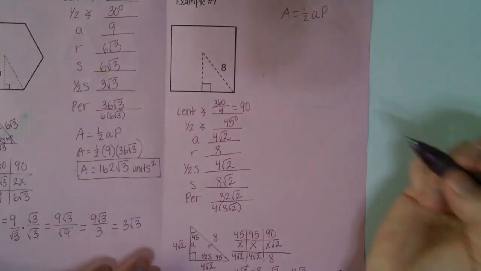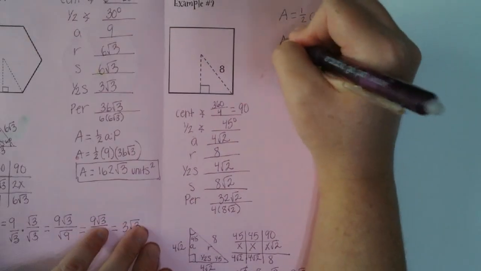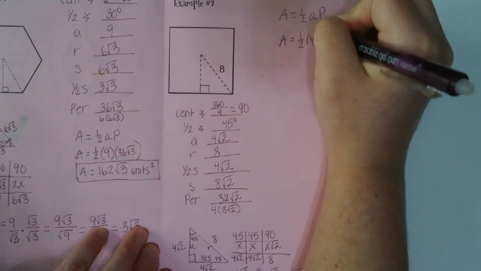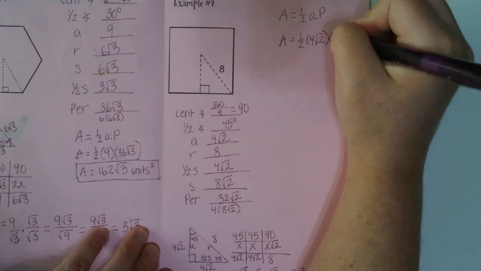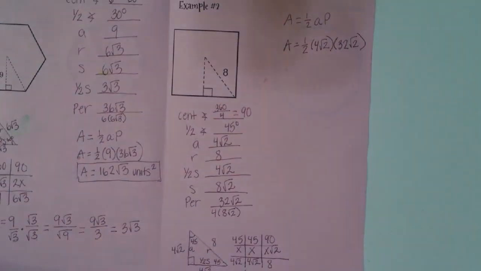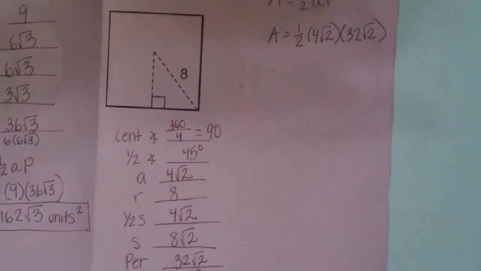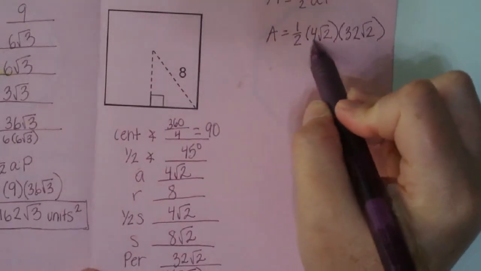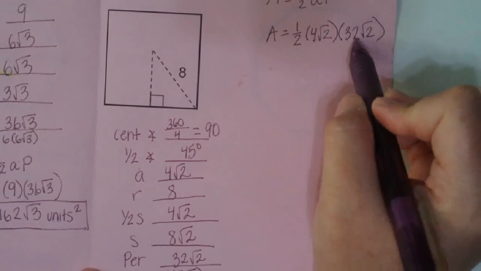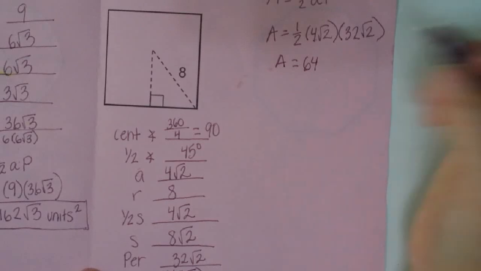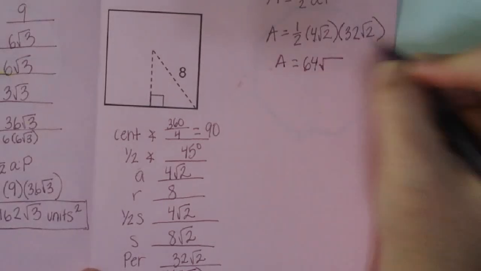Now, find the area. Area is equal to 1/2 AP. So 1/2 A, well, that is 4 square roots of 2. And the perimeter is 32 square roots of 2. So when you're multiplying, you multiply all the numbers on the outside first, outside of the square root. So 1/2 of 4 is 2. Well, 2 times 32 would be 64.